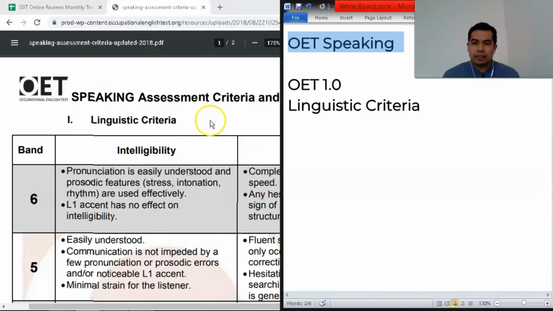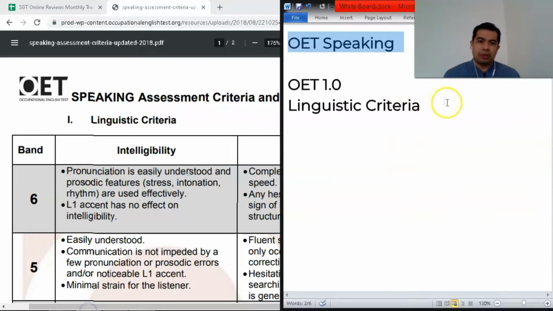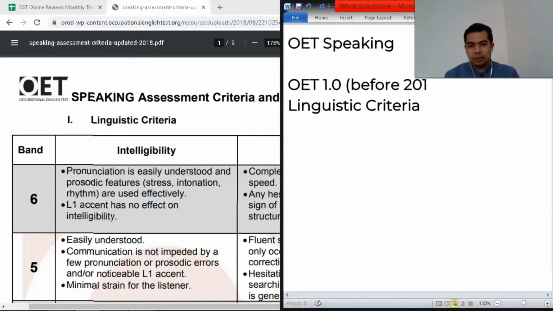Now, I will point out that this from September 2018 is important because before 2018, there was OET 1.0, which only focused on the linguistic criteria. Later on, they realized that the linguistic criteria was not enough to assess how effective of a nurse or healthcare professional the person would be when they work in UK or Australia. And so they came up with OET 2.0. They added a completely different part to the criteria.